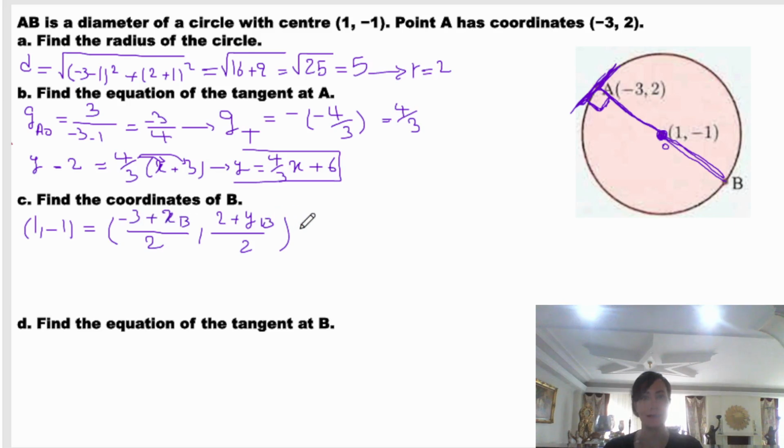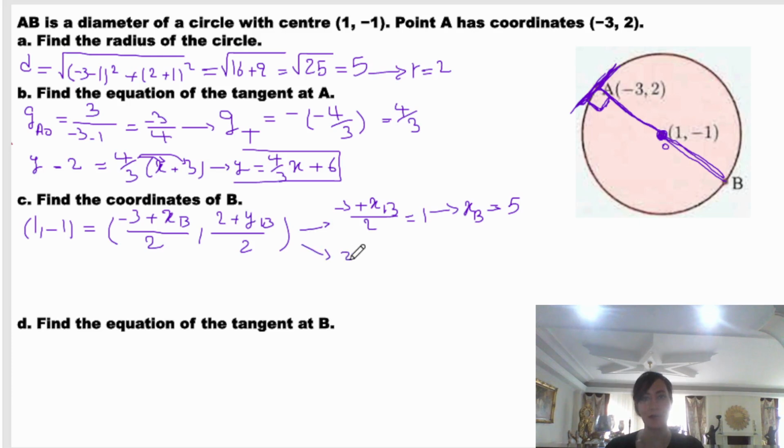-3 plus xB divided by 2 equals 1. I use cross multiplication, so I will have xB equals 2 times 1 gives me 2. I bring -3 to the right side, which gives 5. So it's going to be 5, xB. I will go for y.